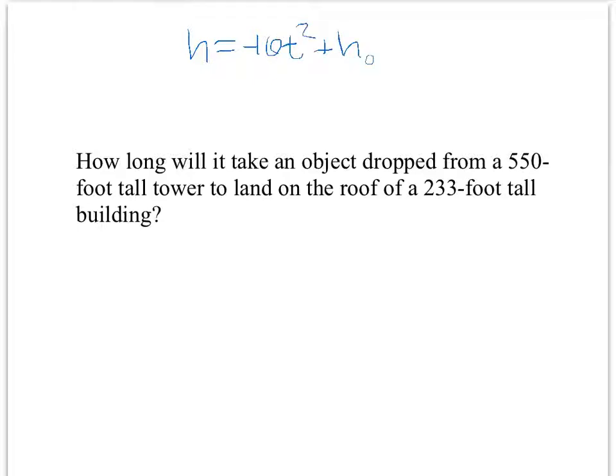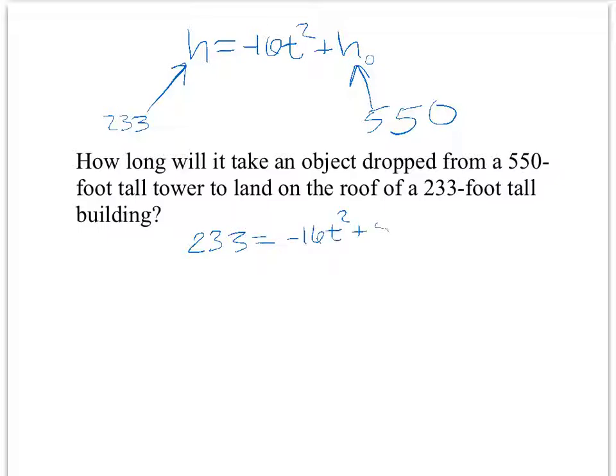All right, so a lot of times confusion comes in. Which one is our starting height and which one's our ending height? Think of 0 as always being the start, the very beginning of something. So h naught is our starting height. So it's being dropped from 550, so that's our starting height. And then h is our ending height, and they're saying it's not landing on the ground, it's landing on the roof of a building that's 233 feet tall. So there's 233. So my equation should now say 233 equals negative 16t squared plus 550.